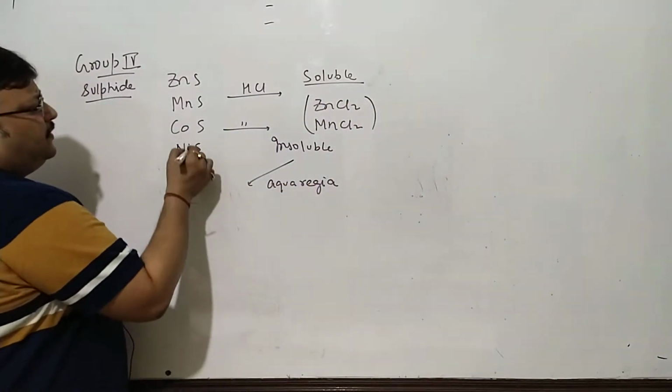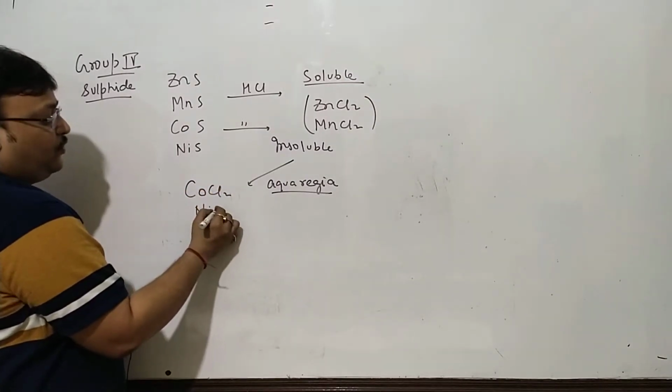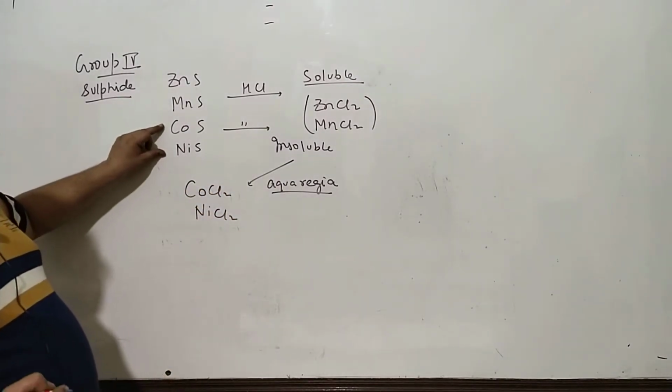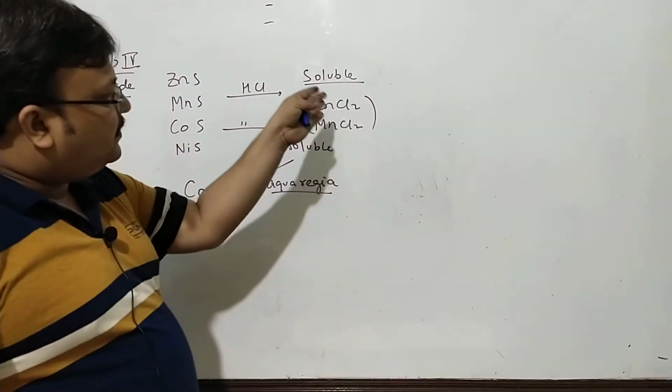If it's insoluble, you add aqua regia to dissolve them and get cobalt chloride and nickel chloride. So these two are soluble in aqua regia, these two are soluble in HCl. We'll want to begin with this pair initially.